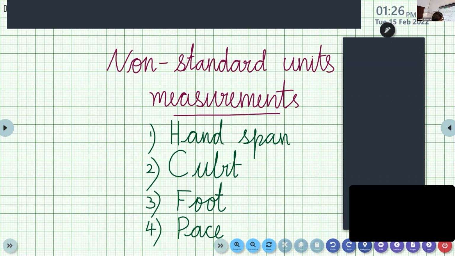Now Dhananjay, what is the spelling of handspan? Handspan. HANDSPAN. Cubit. CUBIT. Foot. FOOT. Okay, good. So let me stop sharing.